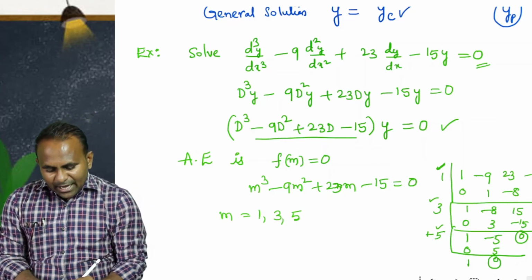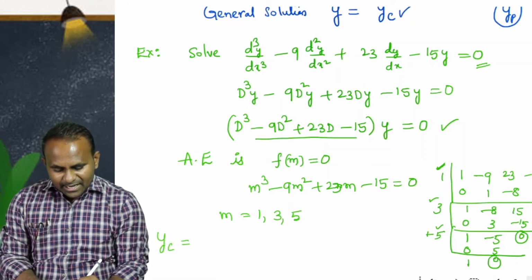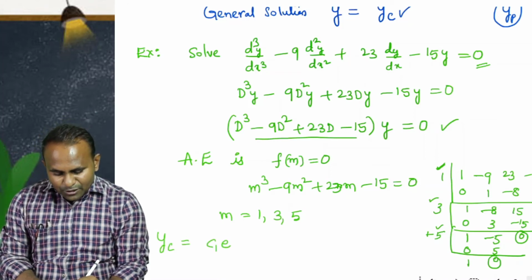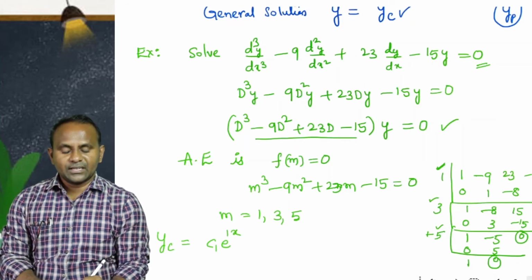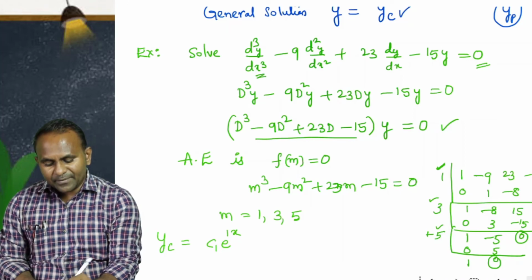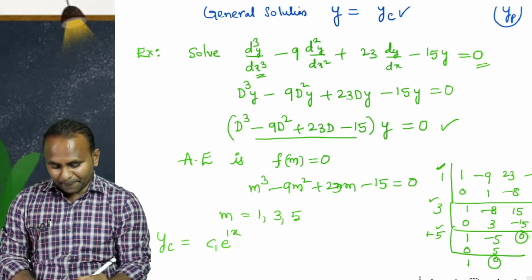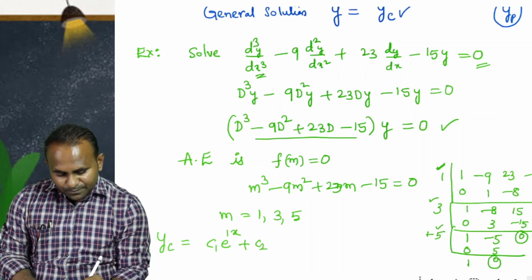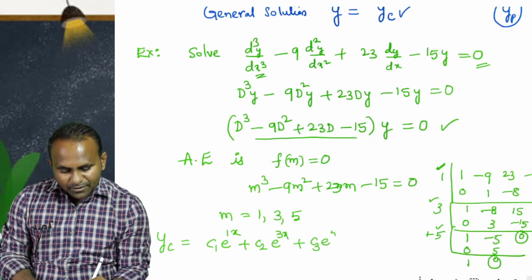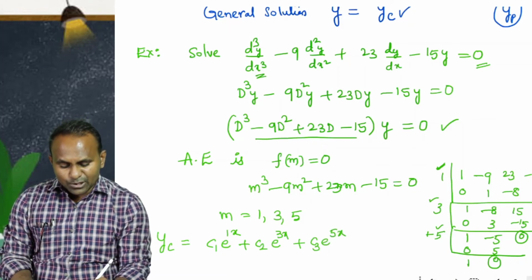So accordingly, you can write the complementary function yc for this example as c1 e power the first root 1x. See, why am I writing in terms of x? Because your differential equation has the independent variable x. If not, I'll be using another variable correspondingly. So c2 e power 3x plus c3 e power 5x. That's it. This is how we can write the complementary function according to these roots.